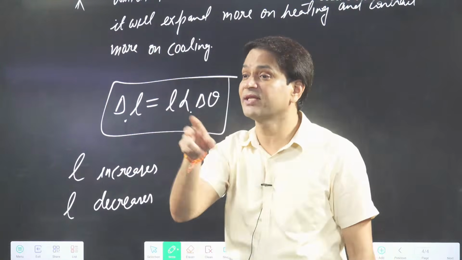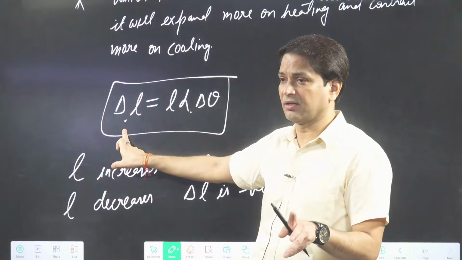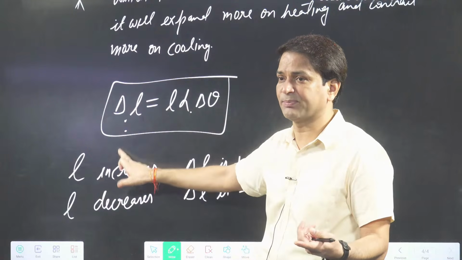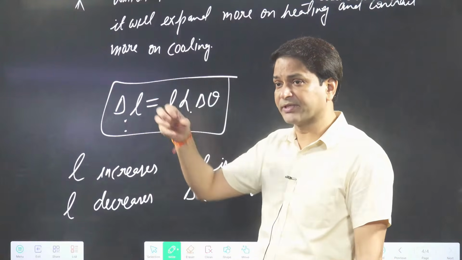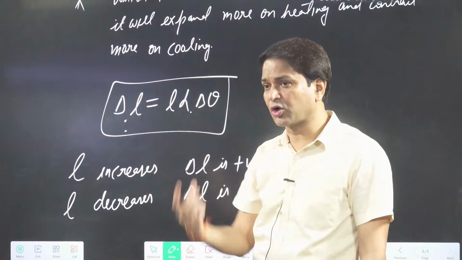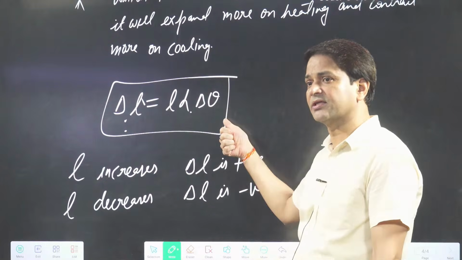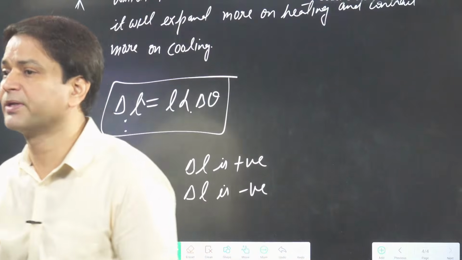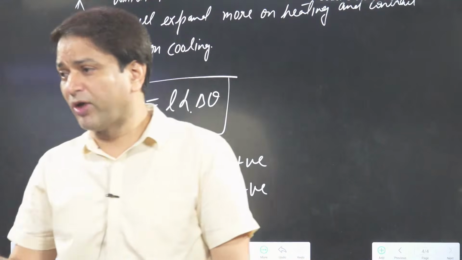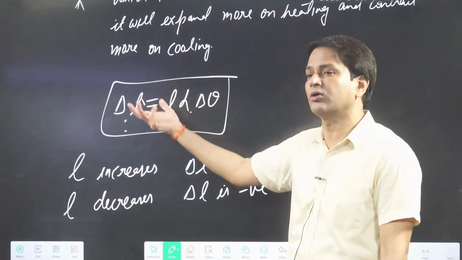Don't think that alpha can be negative. The length is increasing, delta L is positive, so delta theta will be positive. If I say the rod contracts, then delta L I will put negative, and then delta theta will be negative. It means the rod is getting cooled down, the temperature of the rod is decreasing. So one you put with the sign, the other sign you will get automatically.